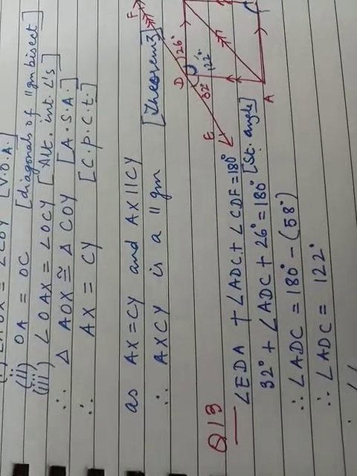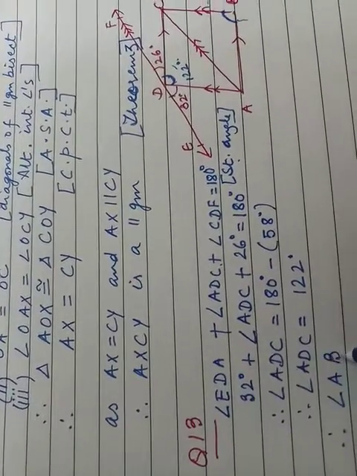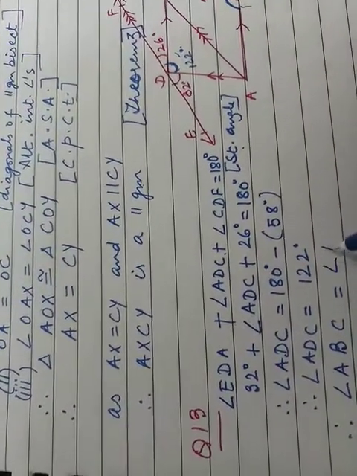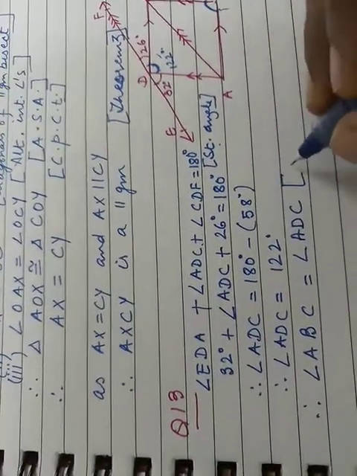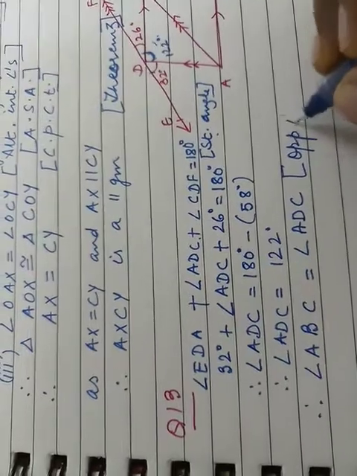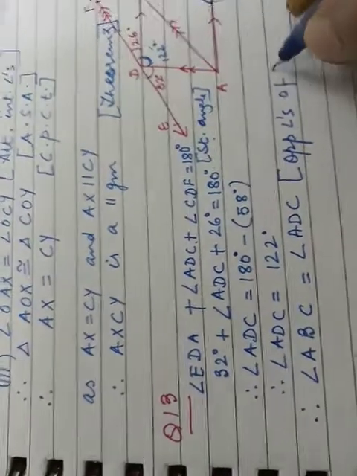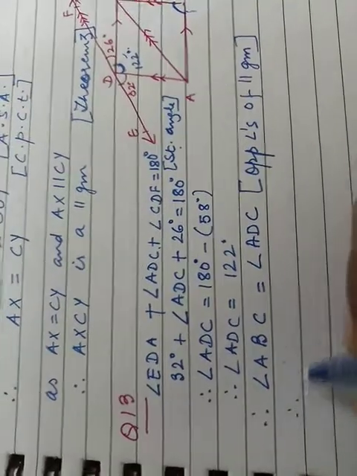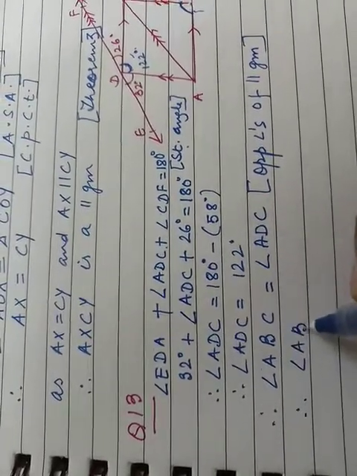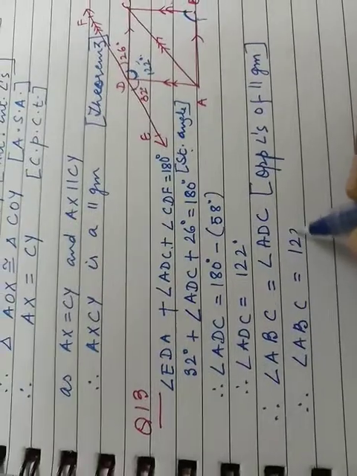Therefore, angle ABC is equal to angle ADC. Important to mention the reason, opposite angles of parallelogram. Therefore, angle ABC is equal to 122 degree.